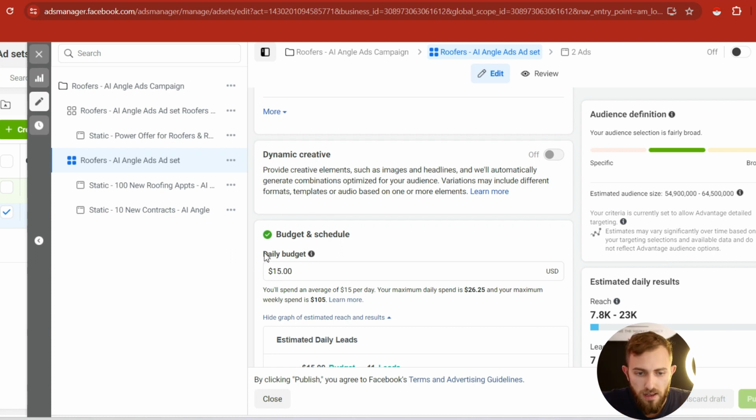So next thing is the daily budget. You want to determine your own daily budget, and in general, a good minimum daily budget is anywhere from $20 to $30 up to $50, and then you can just up it from there.